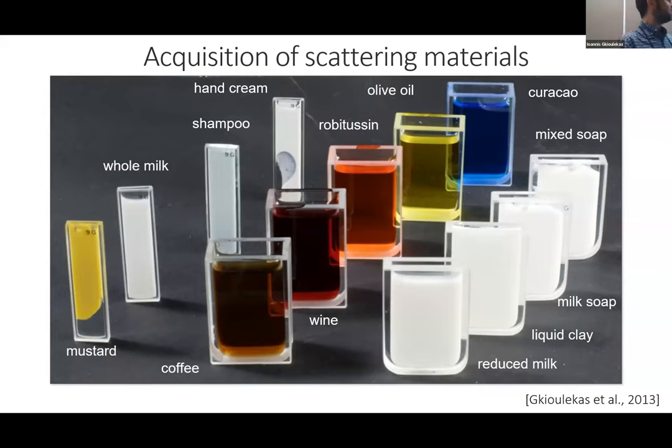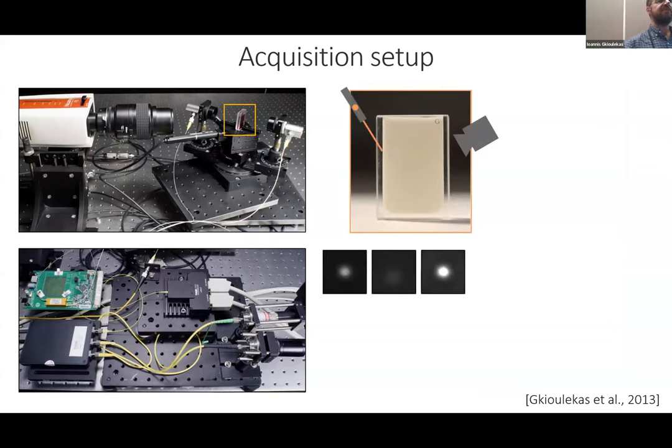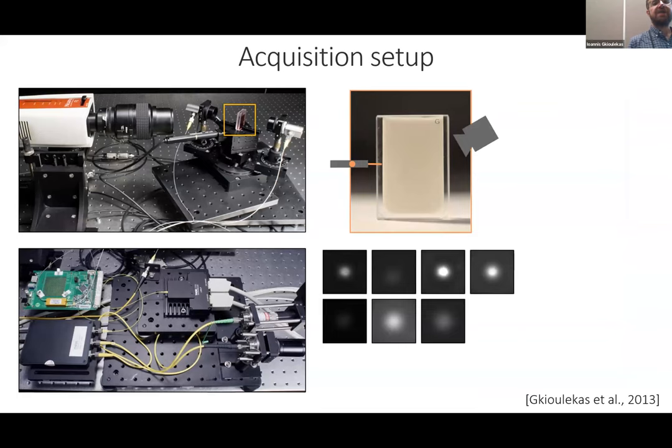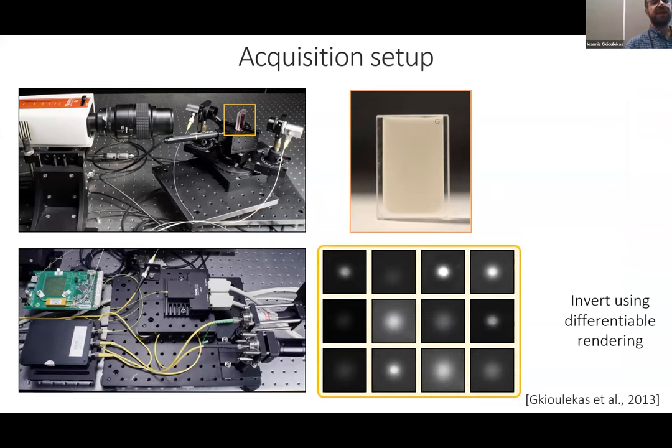So in the context of this, we came up with what I think was the first Monte Carlo multi-bounce differentiable rendering algorithm, exactly for this problem. And we coupled that with a very simple acquisition setup like that. We have a camera and a laser. We put a sample in the middle. This is a sample of milk. And we move the camera and the laser everywhere around it to capture images that look like these blobs at the bottom. And then once we have those, we can plug them into an inverse rendering problem that we solved using gradient-based optimization and differentiable rendering, where we now take into account all of the different bounces, global illumination and global subsurface scattering.